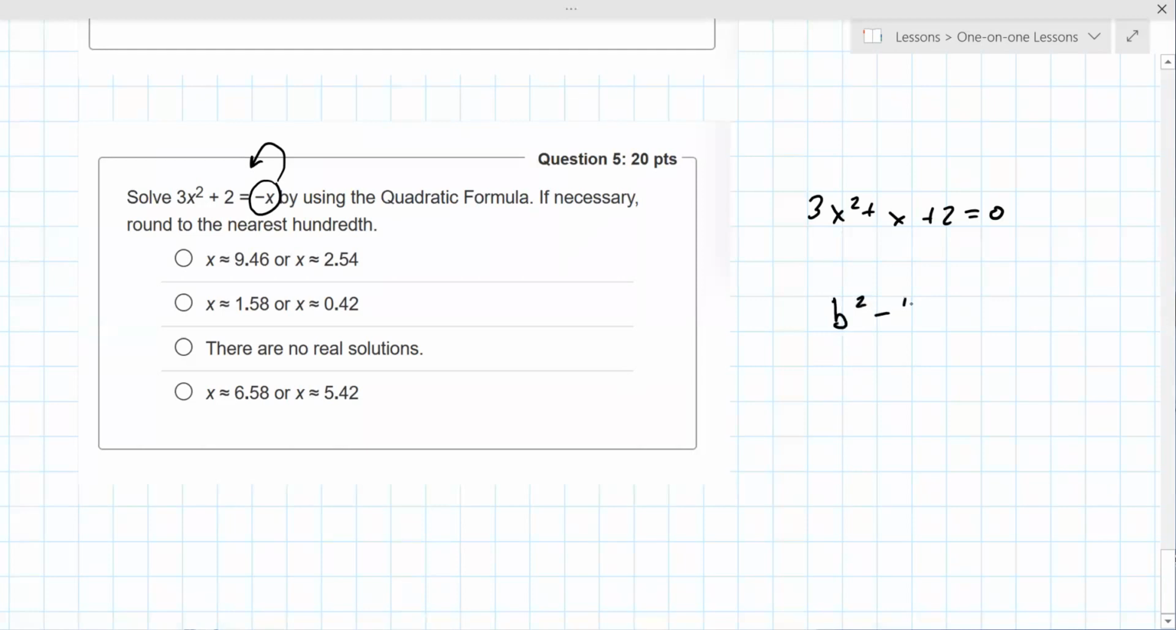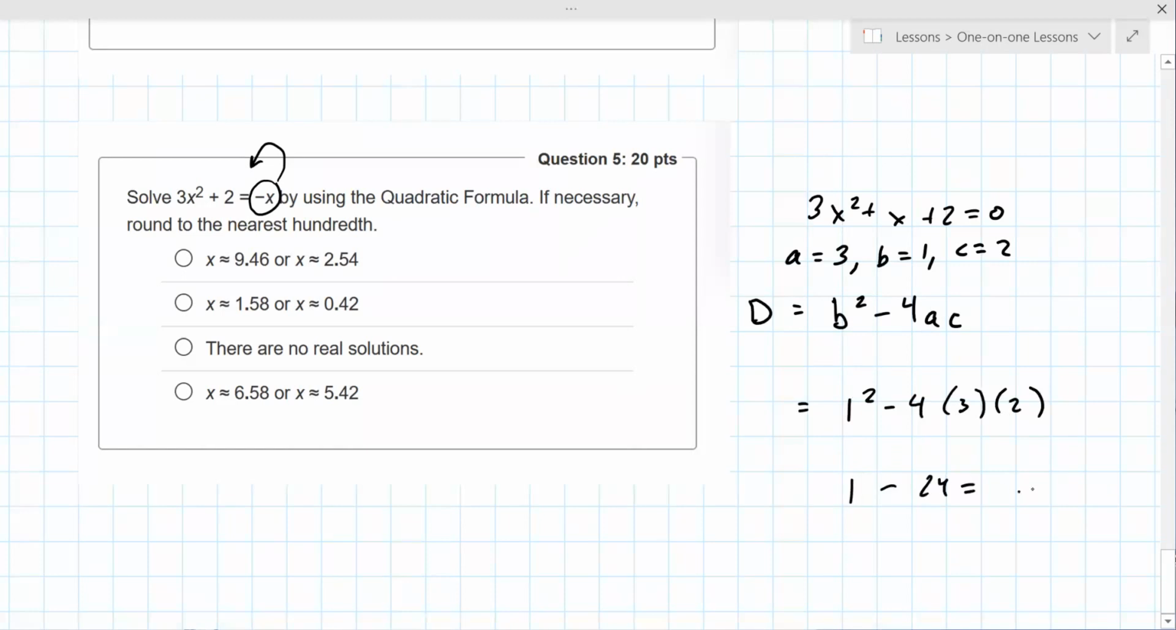Okay, so let's do this. Let's do b squared minus 4ac. That's the discriminant. You probably saw that in class. Yeah. So a is 3, b is 1, and c is 2. So b squared is 1 squared minus 4 times 3 times 2. 1 minus 24 is negative 23. Since the discriminant is less than 0, that means there are no real solutions, as you said.